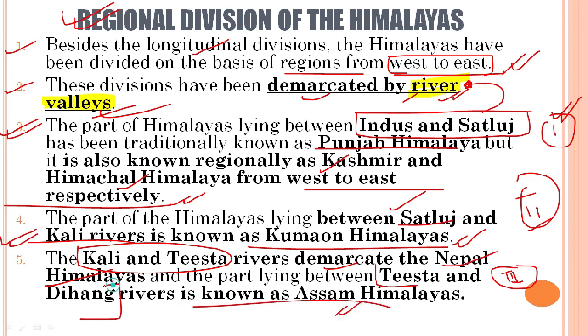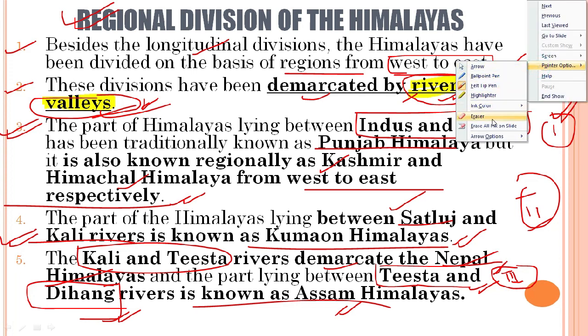Which river is, by the way, known as Dihang? Students, you should know this, that Brahmaputra is known by the name of Dihang as it enters Arunachal Pradesh. Clear? So students, in this slide we saw that there is a regional division of the Himalayas as well, and one of the most important points is the river valleys, which play a very important role in the demarcation of these regional divisions of the Himalayas.